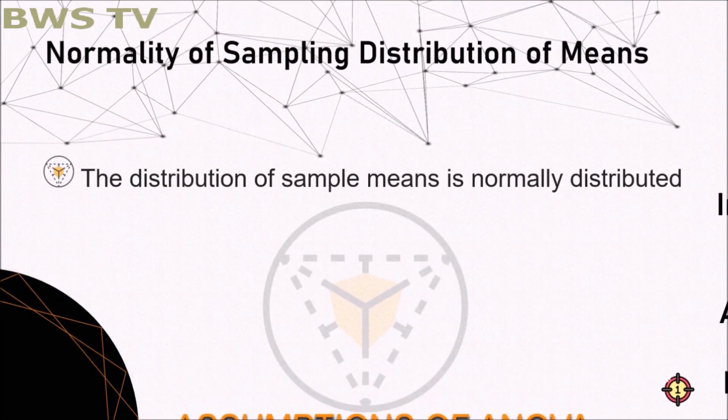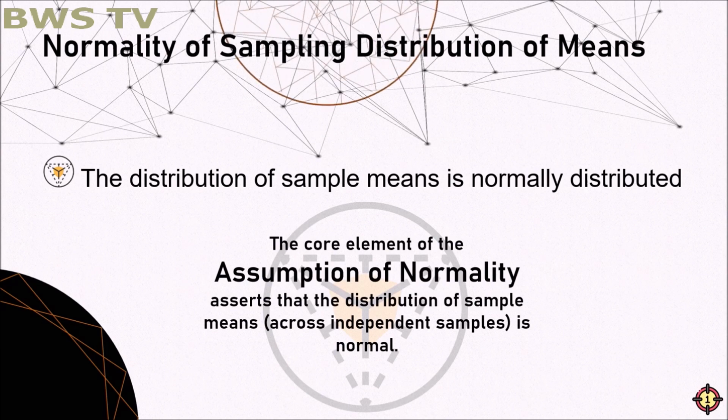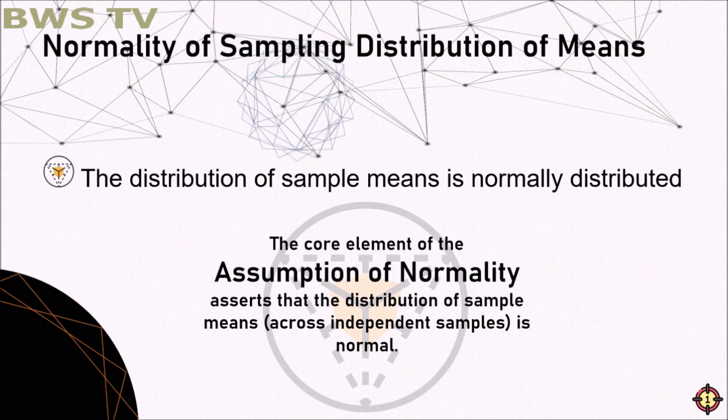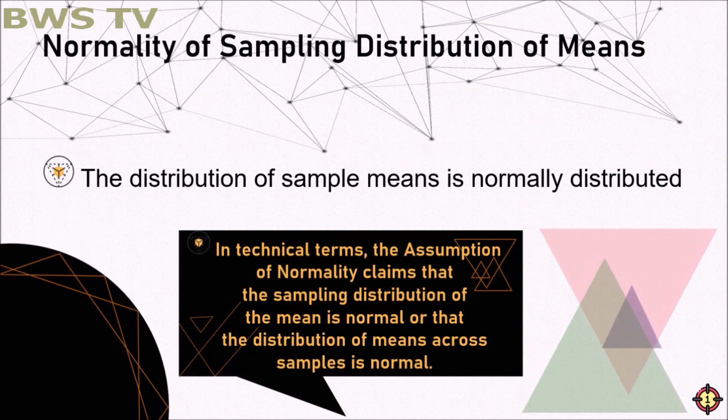So first, we have the normality of sampling distribution of means, meaning that the distribution of sample means is normally distributed. The core element of the assumption of normality asserts that the distribution of sample means across independent samples is normal. So in technical terms, the assumption of normality claims that the sampling distribution of the mean is normal, or that the distribution of means across samples is normal.